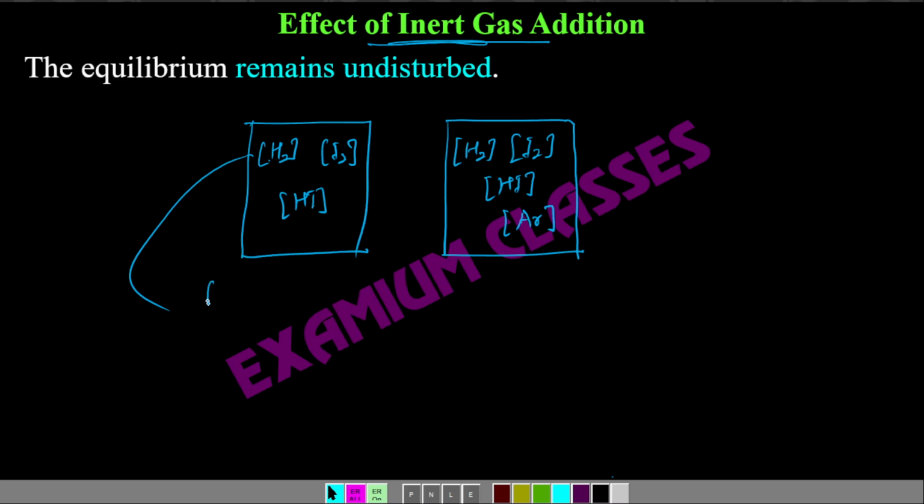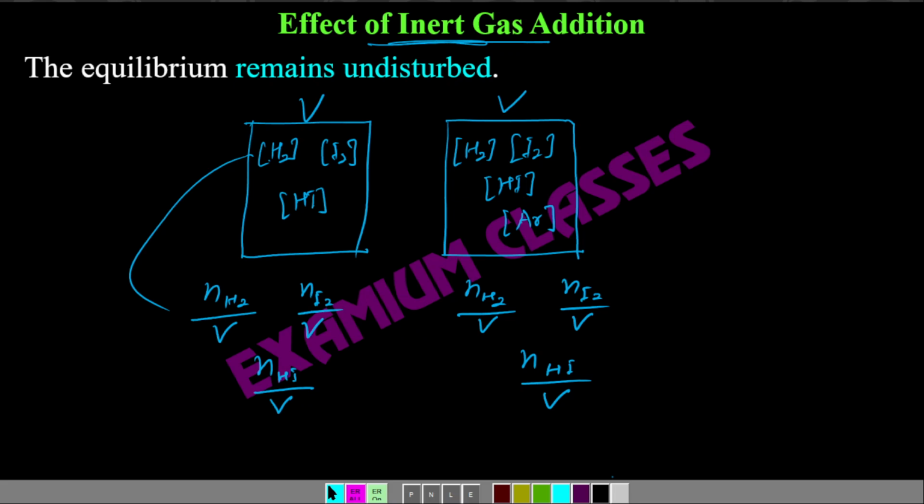Molarity here was the number of moles of hydrogen divided by volume V. Both have V volume. Volume has not changed. The container has volume V, and here you have not changed the number of moles. The number of moles of hydrogen is still the same. So here also it is the number of moles of hydrogen divided by volume. So the concentration of hydrogen has not changed. Similarly, the concentration of iodine has not changed. Similarly, the concentration of hydrogen iodide has not changed.